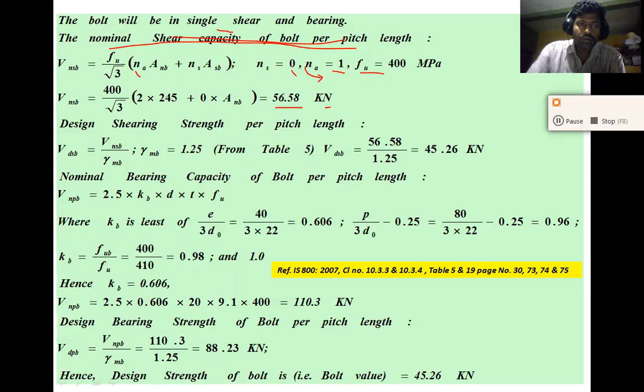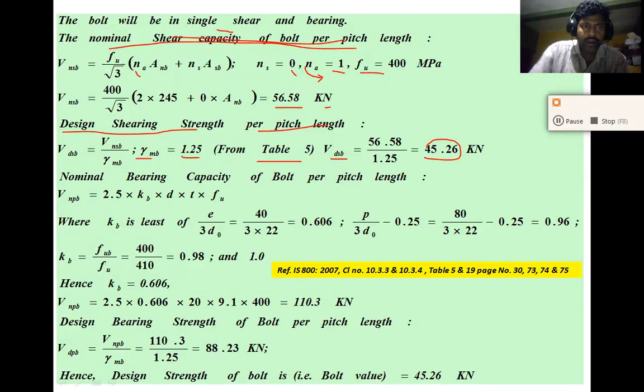Now next we determine the design shearing strength per pitch length. So design shearing strength is how much? This is the nominal shearing strength divided by the partial factor of safety of bolt. So gamma MB is equal to 1.25 from Table 5. So VDSB, the design shear strength of bolt, is how much? 45.26 kilonewton.